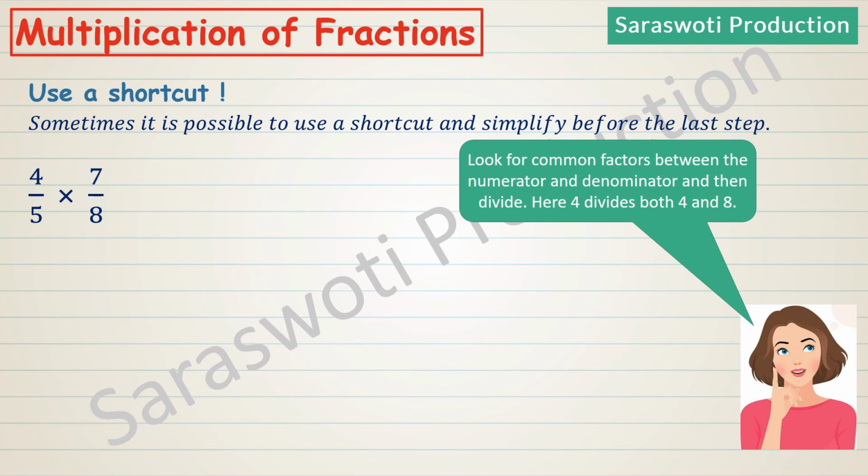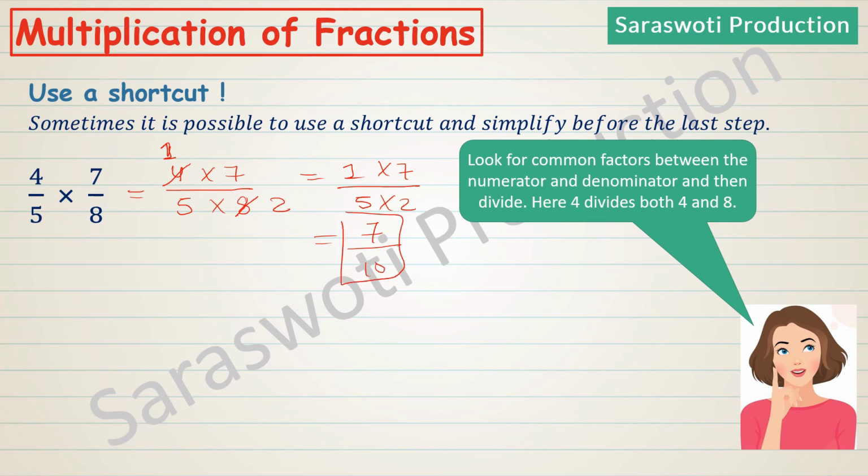Look for the common factors between the numerator and denominator and then divide. Here 4 divides both 4 and 8. This is equal to 4 into 7 divided by 5 into 8. As 4 ones are 4, so 1 over here, and 4 twos are 8, so 2 over here. So now I have 1 into 7 divided by 5 into 2, that's equal to 7 divided by 10. So my answer would be 7 by 10. And thus we have got the answer of multiplying these two numbers using the shortcut method.